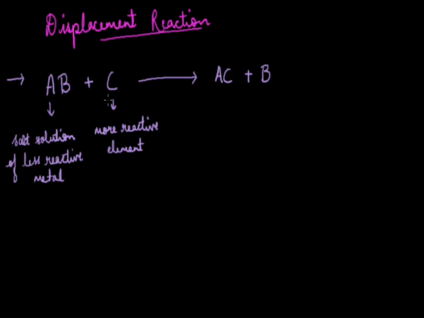Here, as C is the more reactive element, it will displace the lesser reactive element, that is B, from its salt solution and it will form the salt AC, with formation of B. B will be formed and the compound that will be formed is AC. So this we will study with the help of some examples.